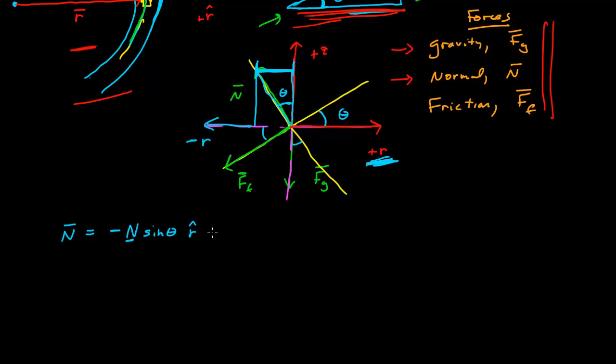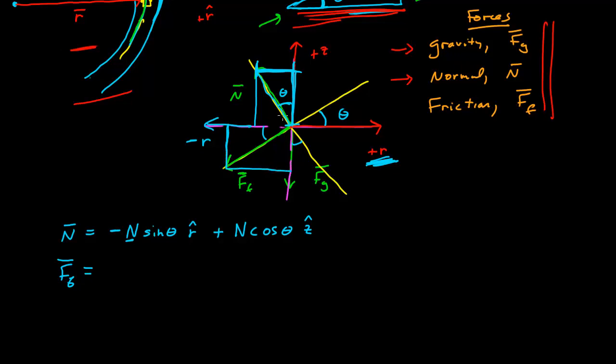Now I want the length of this side of the triangle along the z-axis, and that length is n cosine theta. That's along the z-axis, and looking at the diagram it's in the positive z direction, and there's nothing tangential to the circle. So that's there.